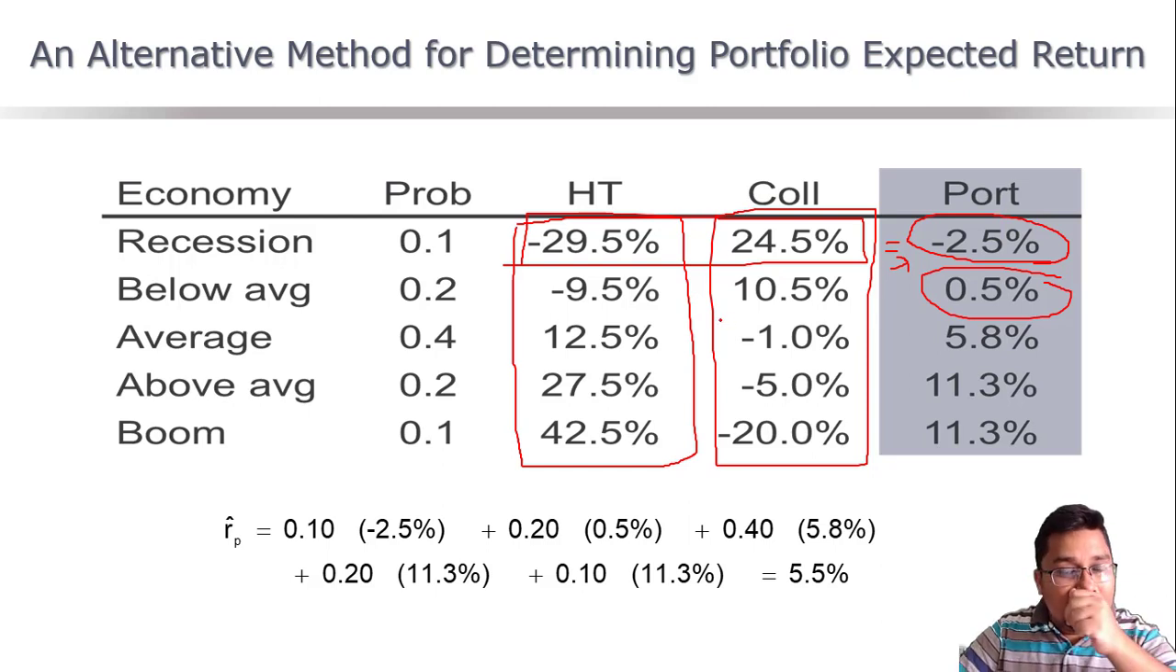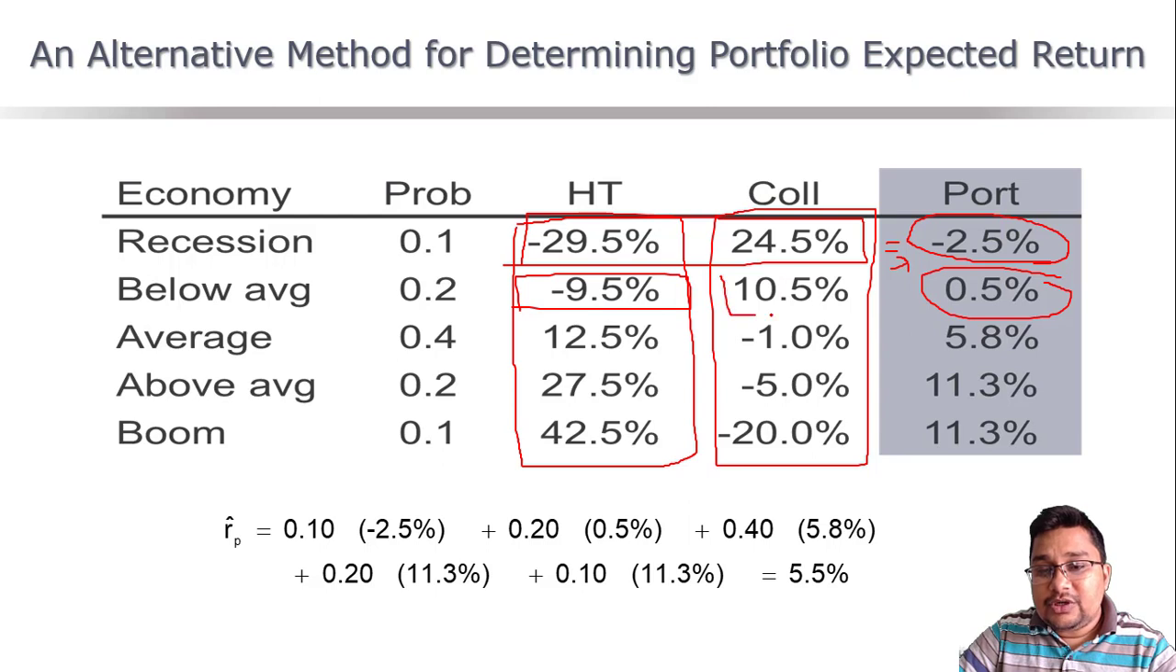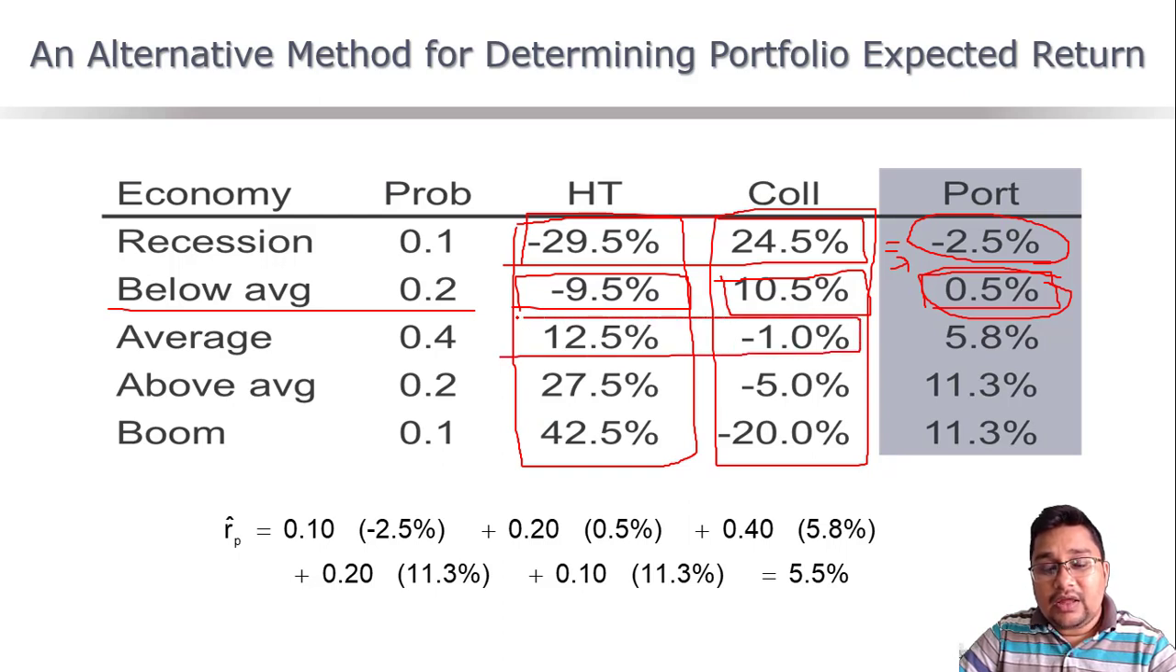Similarly, we have taken 50% of 9.5% plus 50% of 10.5%. Then we have got 0.5% for the portfolio return if the below average condition of the economy comes up. Now let us look at another example, 12.5% and minus 1%. This is if the economy continues its average state. So in this case we have 12.5% from the first one and minus 1% from the second one.